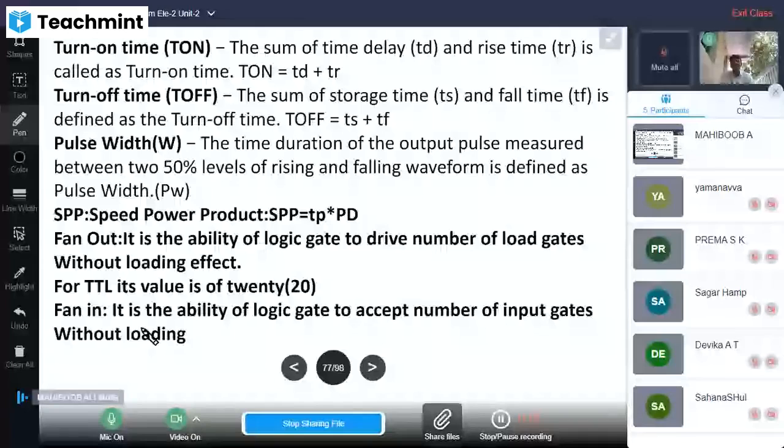So how many input terminals? For example, there is an OR gate with one pin A and another pin B, a two-input OR gate. For A, how many inputs, A1, A2, A3, A4, can it tolerate? That ability is called fan in. The ability of the logic gate to accept a number of inputs without a loading effect is known as fan in. So this is the circuit.